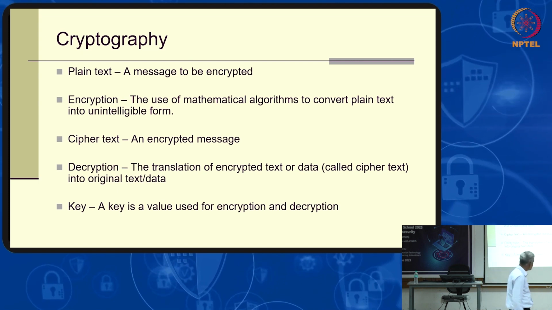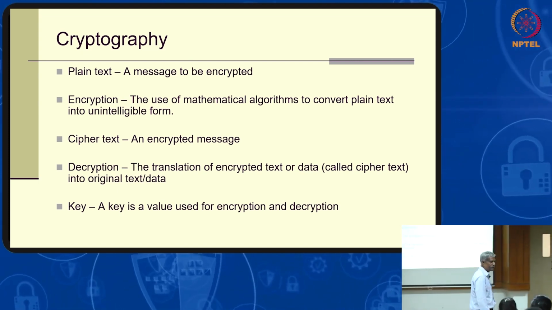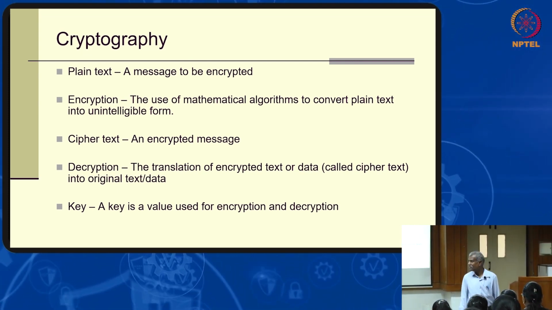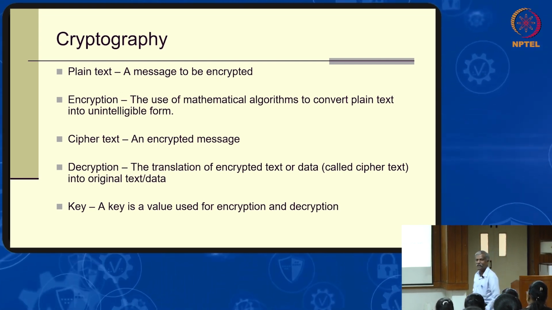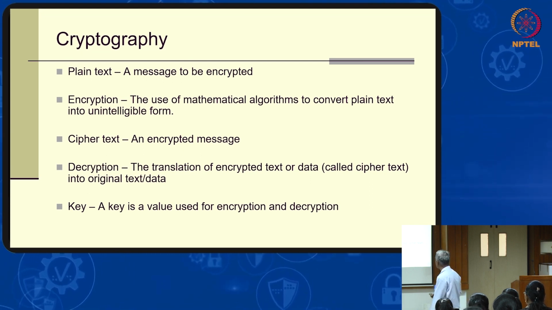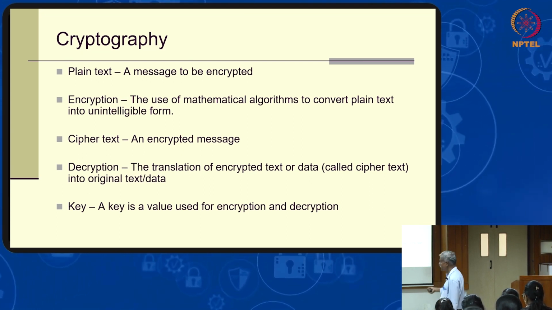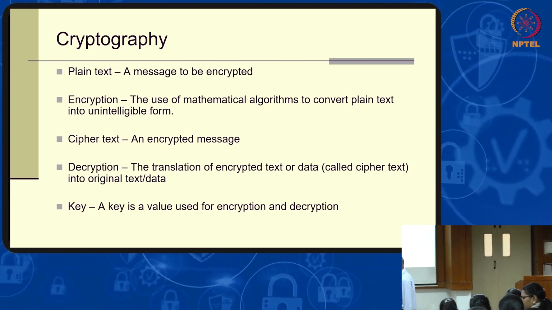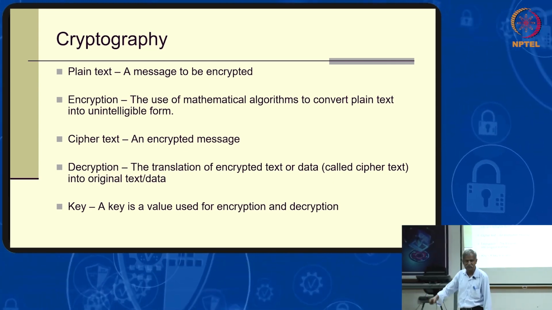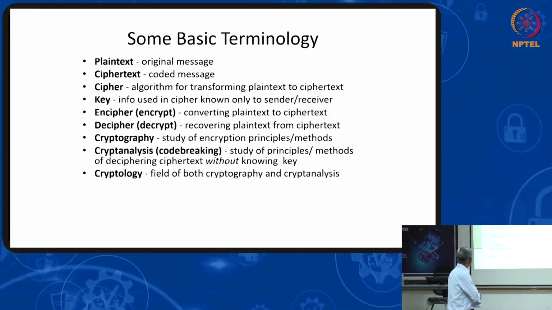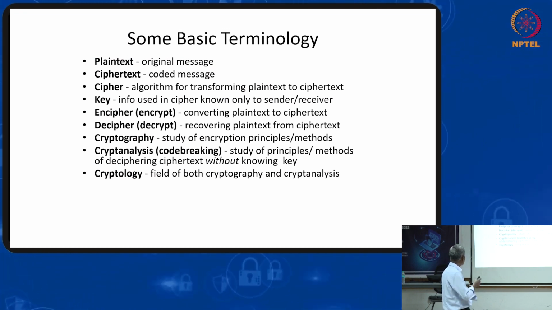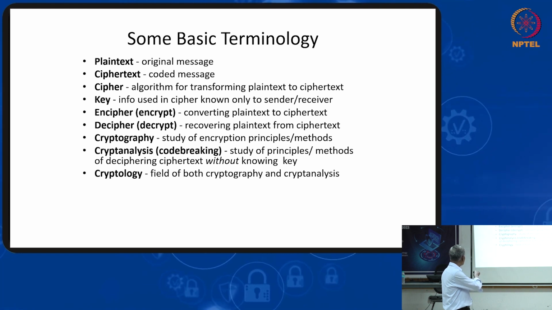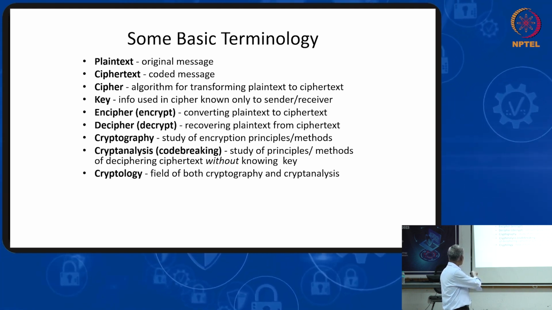These are the terminologies. Plain text is the message which you want to send. Next, encryption, the process of converting the plain text to ciphertext. Ciphertext is an encrypted message. Decryption is the reverse of encryption. Key: with the key only we are doing the encryption. So: plain text, ciphertext, cipher, key, encipher or encryption, decipher, cryptography, cryptanalysis.